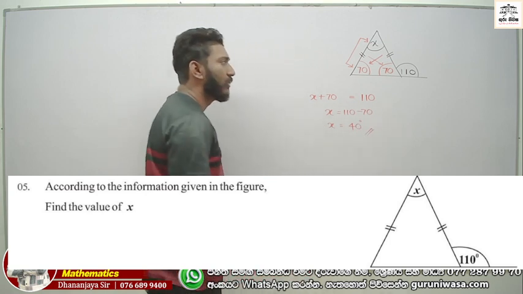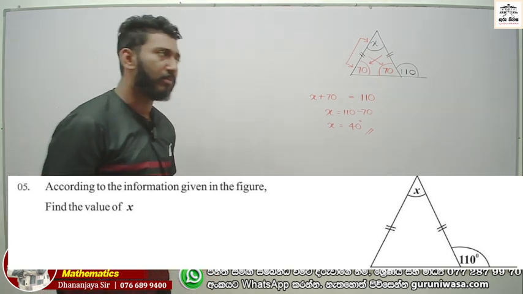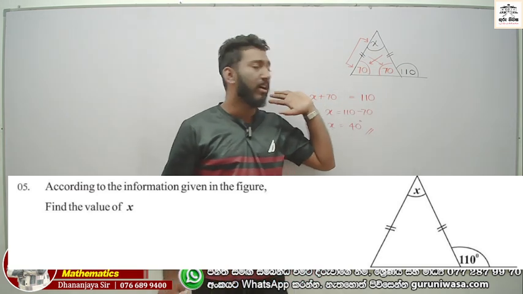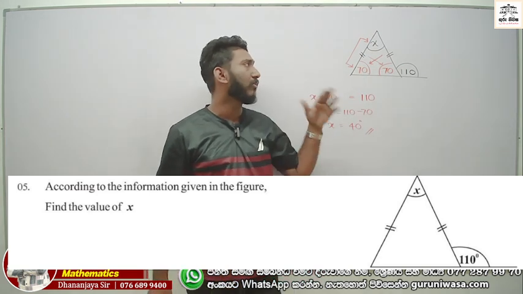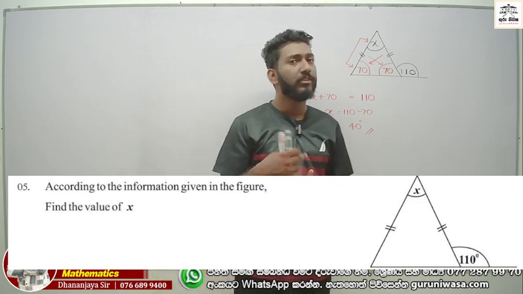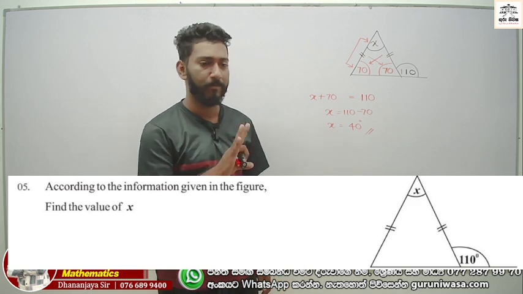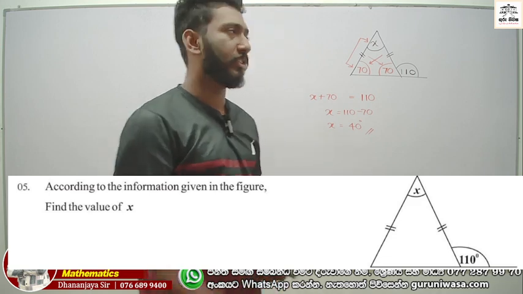40 degrees. Or you can use the theorem about the sum of the interior angles inside a triangle, which is 180. 70, 70, 140. Therefore, 140 subtracted from 180, then the answer becomes also 40. Right. Any method, the answer becomes 40.